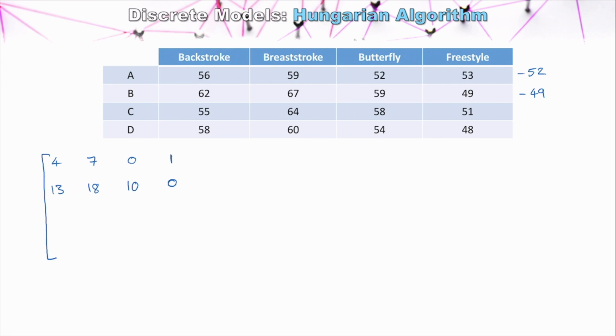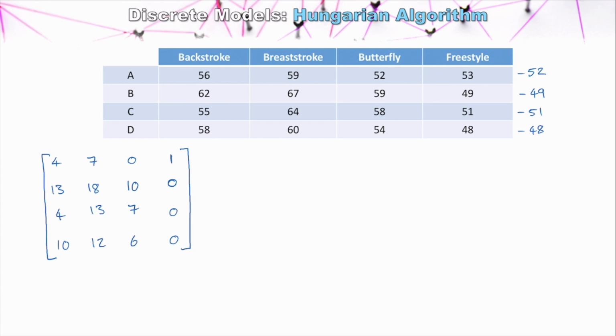And we repeat this for the other 2 rows. For swimmer C, it'll be 51, so there'll be 0 here, 7 for the butterfly, 13 for the breaststroke, and 4 for the backstroke. And then finally, for swimmer D, it'll cost us 48 seconds no matter what. There will be 0 here for the freestyle, an additional 6 for the butterfly, an additional 12, and an additional 10.